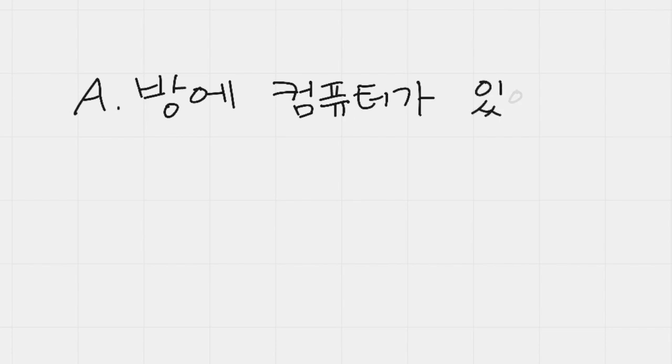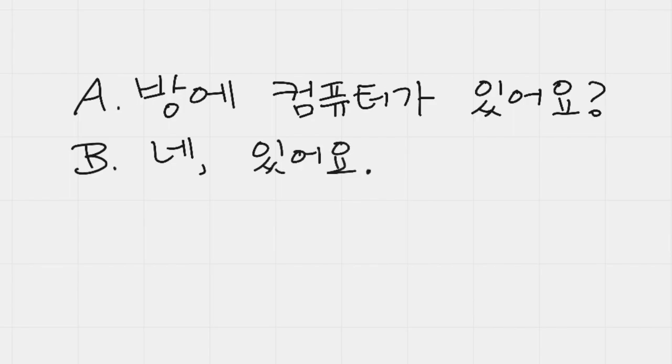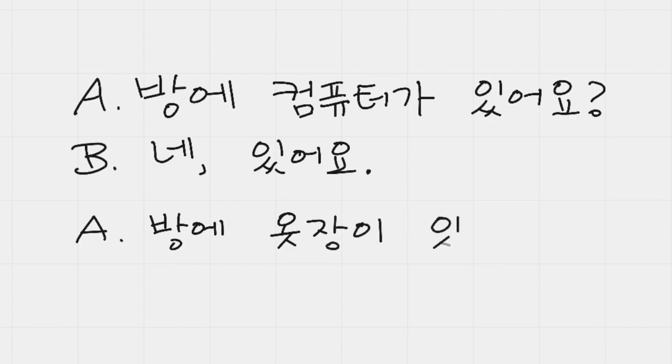Okay, so let's go over it. A person: 방에 컴퓨터가 있어요? B person: 네, 있어요. A person: 방에 옷장, closet, 옷장이 있어요? B person: 아니요, 없어요.